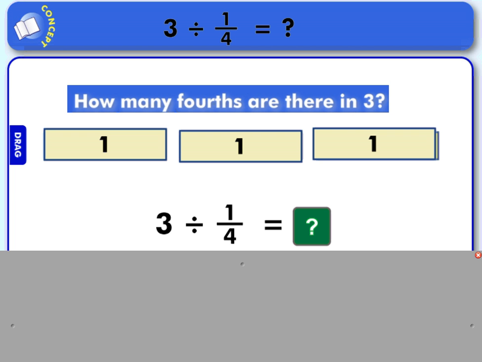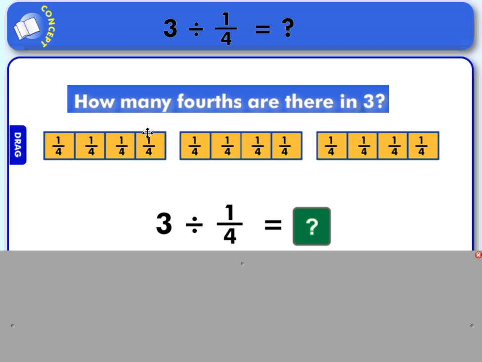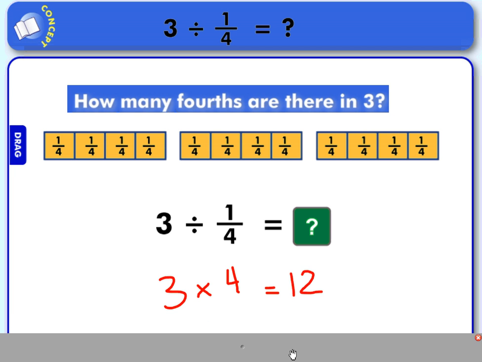Here's another example. 3 divided by 1/4. So again, we ask ourselves how many fourths are there in 3. So looking at each of the wholes and splitting them up into fourths, there are 4 1/4ths in the first whole, 4 1/4ths in the second, and 4 in the third. So 3 divided by 1/4 is the same as 3 times 4, because there's 4 1/4ths. So 3 times 4 would be a total of 12 1/4ths altogether.